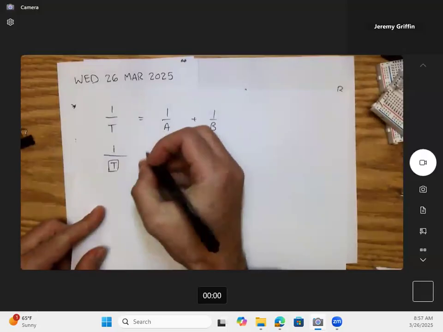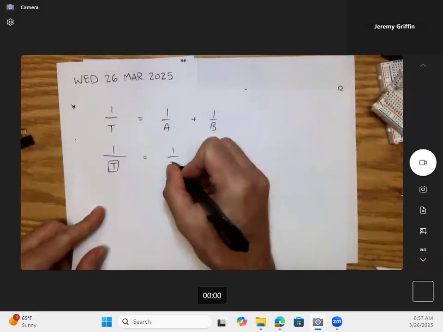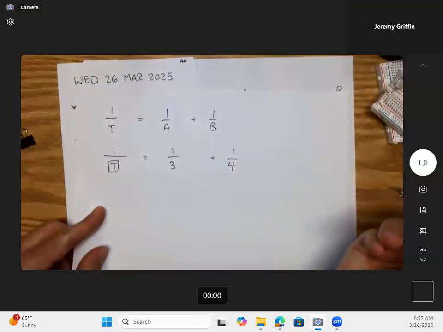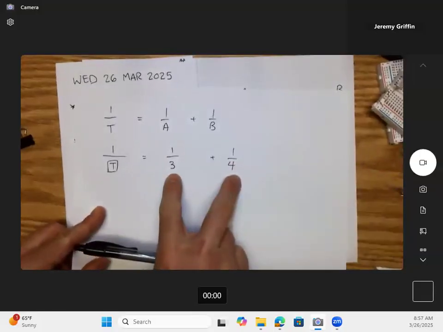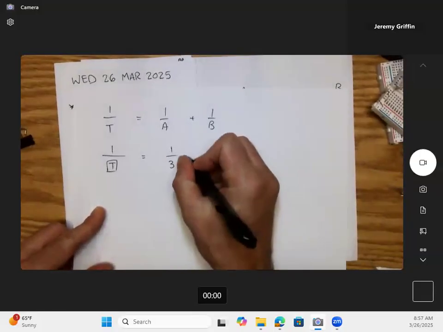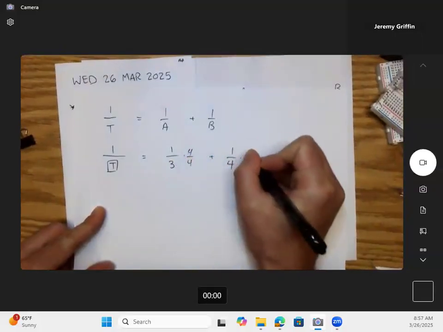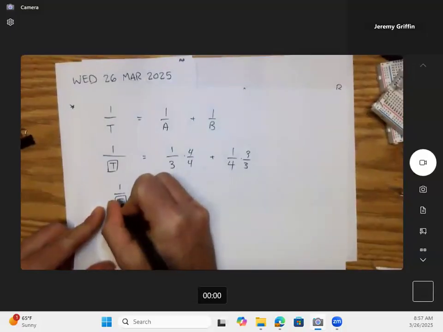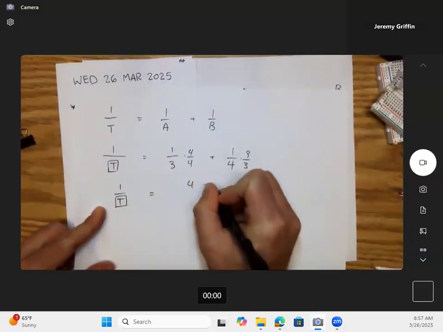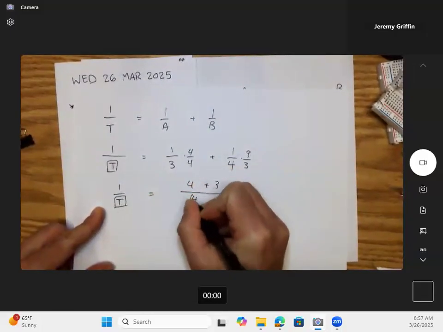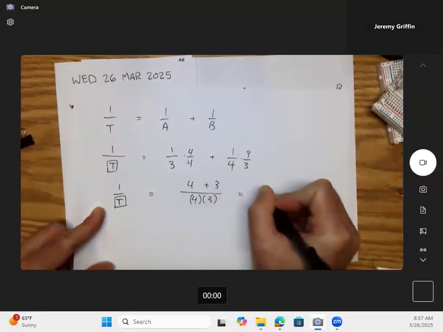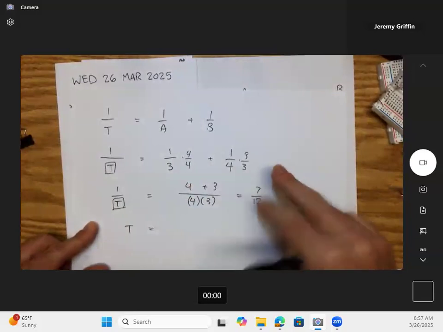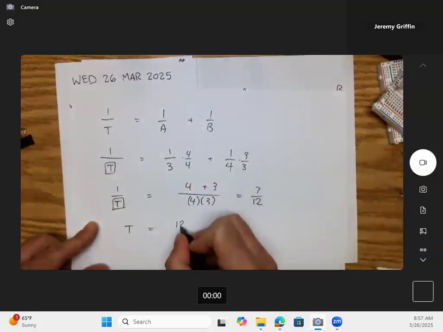All right, so let's finish this up. You can do 1 over Alan's time, which is 3 hours, plus 1 over Bob's time, which is 4 hours. Now, what's the common denominator? 12. So 4 over 4 here, 3 over 3 here. So 1 over the total is 4 plus 3 over 4 times 3, which is 7 over 12. Therefore, the total time, just the reciprocal, is 12 over 7.